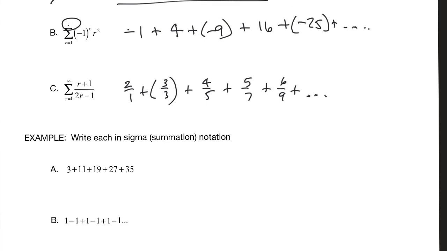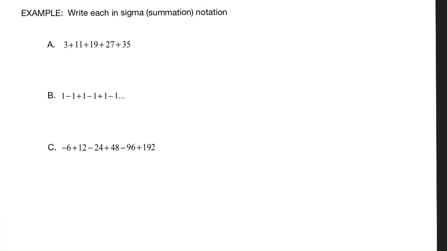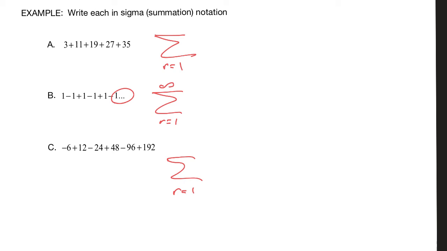All right? And then moving up, your last thing is, let's write these in sigma. It's also called summation notation. Okay, so let me start here. I'm going to go ahead and start this at 1. In fact, I'm going to do all of them at 1. Some of these go on forever, like this one, so I can go ahead and put an infinity. And the other ones have a finite number of terms. 1, 2, 3, 4, 5. 1, 2, 3, 4, 5, 6. Okay, that should be the easy part.